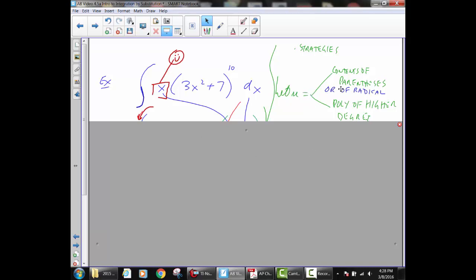So strategies. So far we've said let u equal the contents of the parentheses. It could be let u equal the contents of the radical, because you can think of a radical like a square root as something to the half, so it's parentheses.